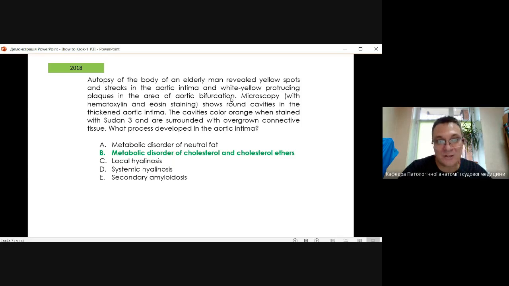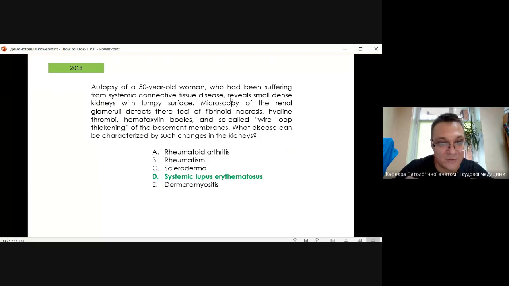Metabolic disorder of cholesterol and cholesterol ethers, which is the biochemical definition of atherosclerosis. Sure, we are pushing from the background. We are pushing from aortic intima over here, which is injured with white, yellow protruding plaques in the area of aortic bifurcation and yellow spots and streaks. That's quite a smooth form of the atherosclerotic course. Anyway, it's associated with the metabolic disorder of cholesterol and cholesterol ethers.